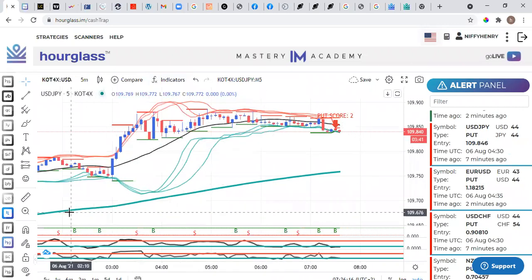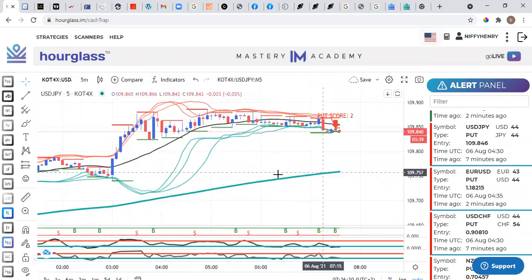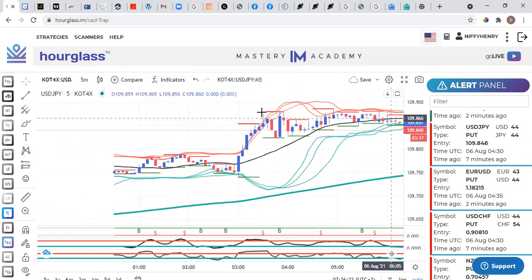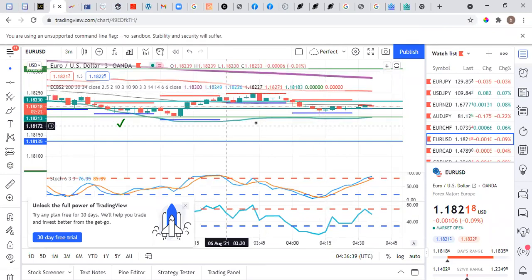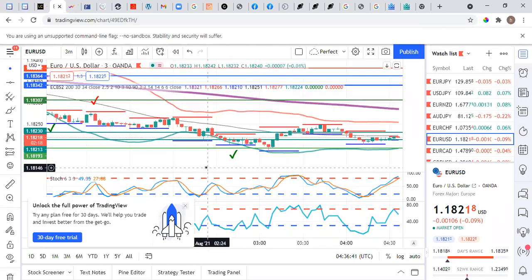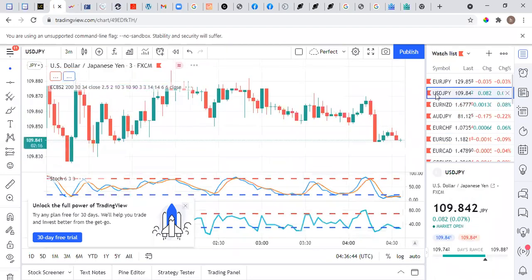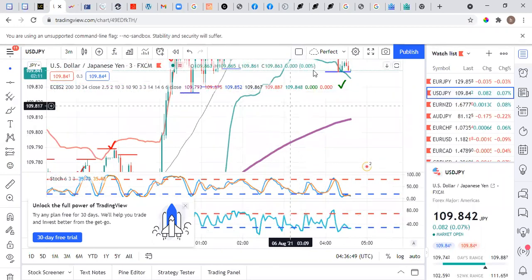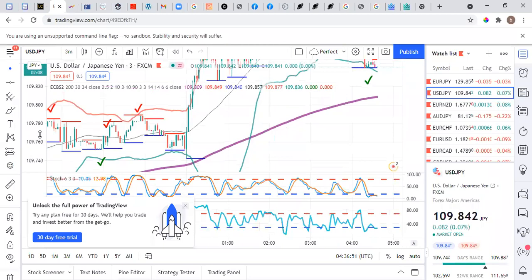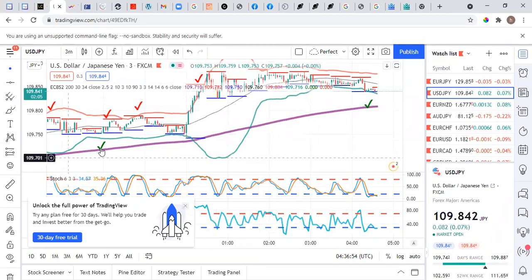There's another thing you need to know. Can you see this blue line? This long blue line is called the EMA line. It can also be added to your TradingView too. You can add the EMA. Let me use USDJPY, since USDJPY is the one I'm explaining on cash trap. Can you see the EMA? This is the EMA line. The EMA line is below the candles.